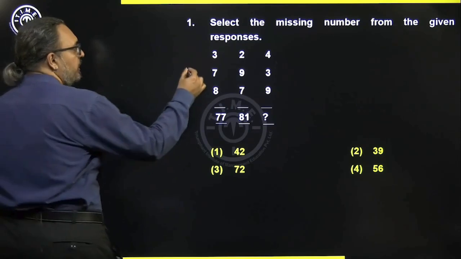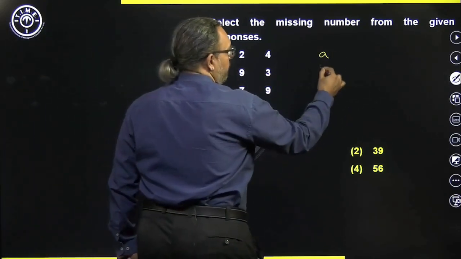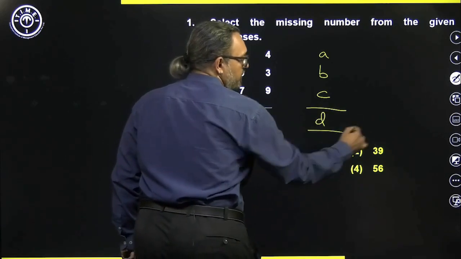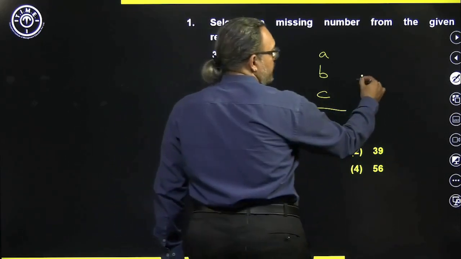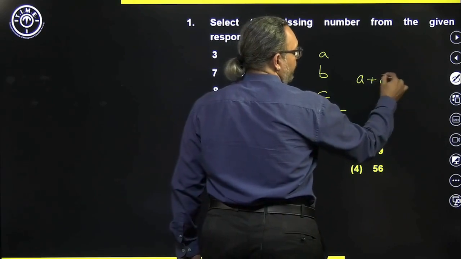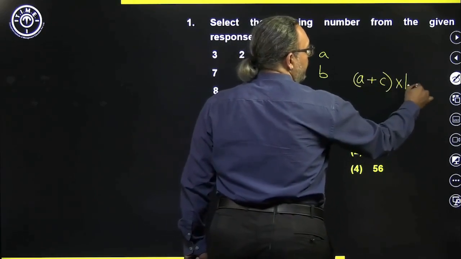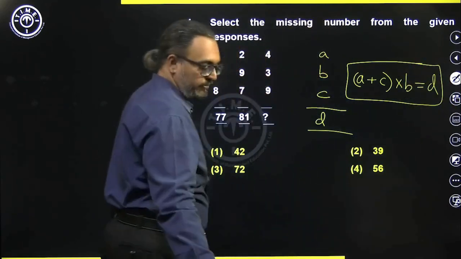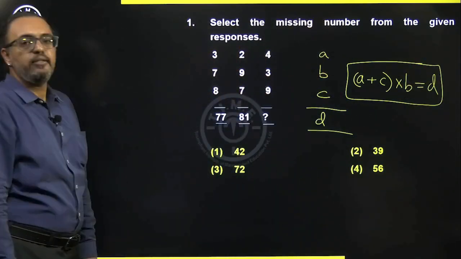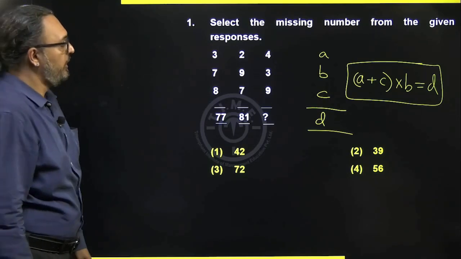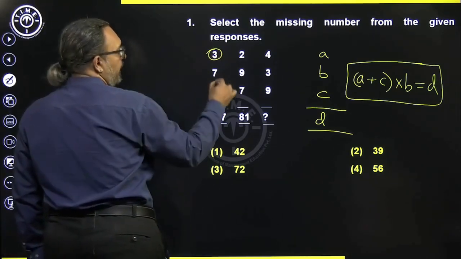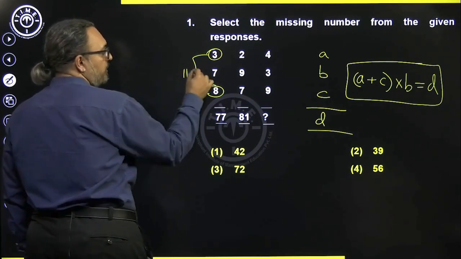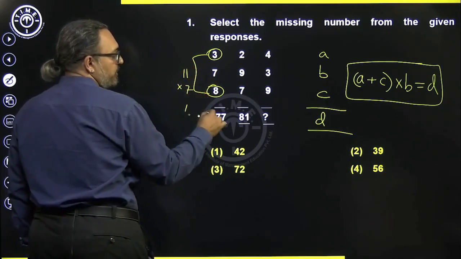So that means here you have A, B, C and let's say D is my answer. How do I get that? So it is A plus C into B is going to give me D. So that is what we can look at. That is how you can do this. So you take 3 and 8, you add, which is 11, and then you multiply it with 7. That gives you 77.